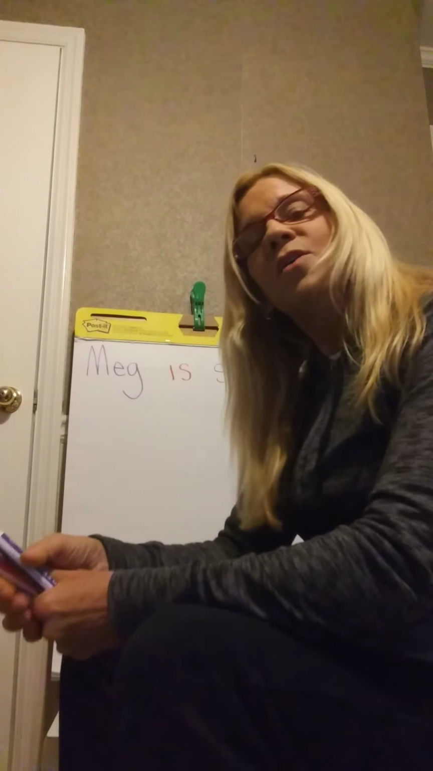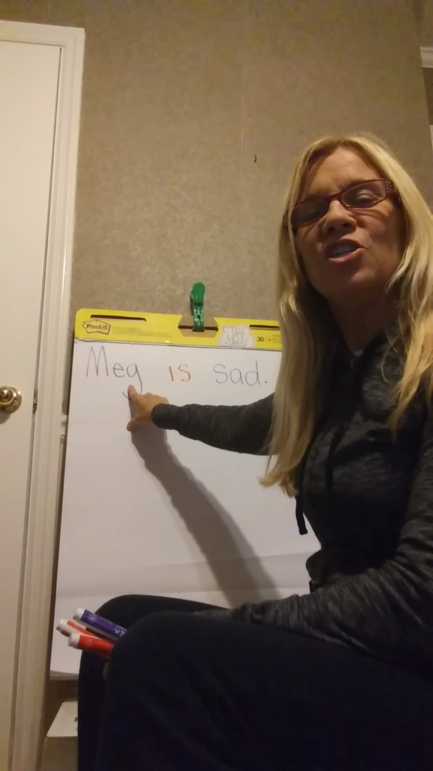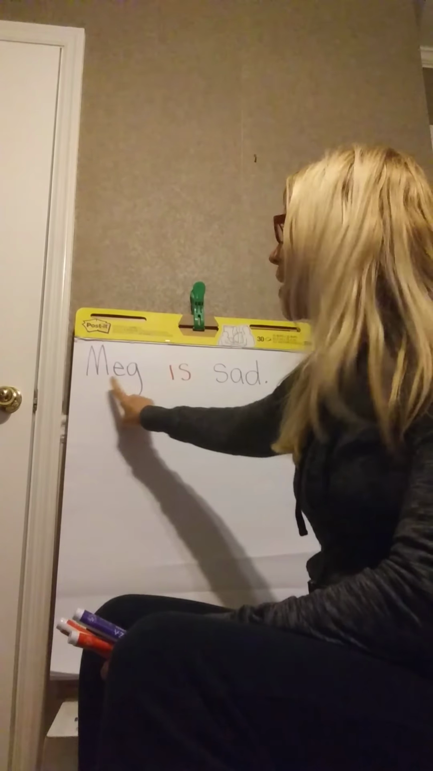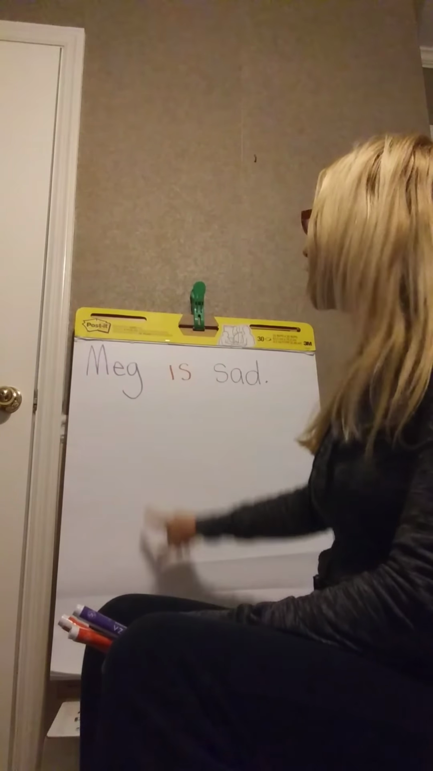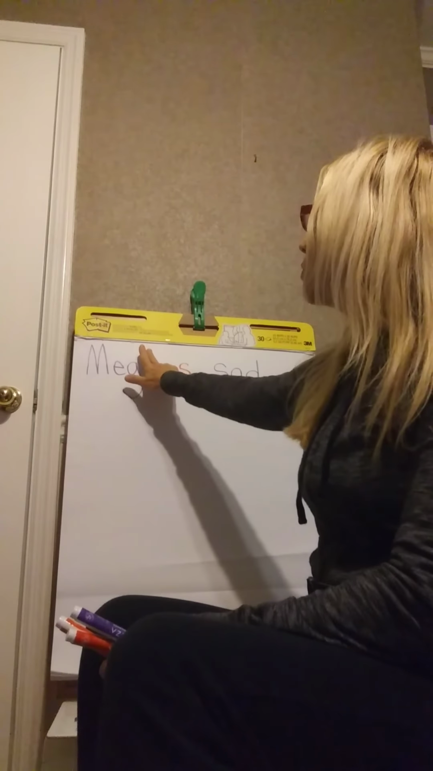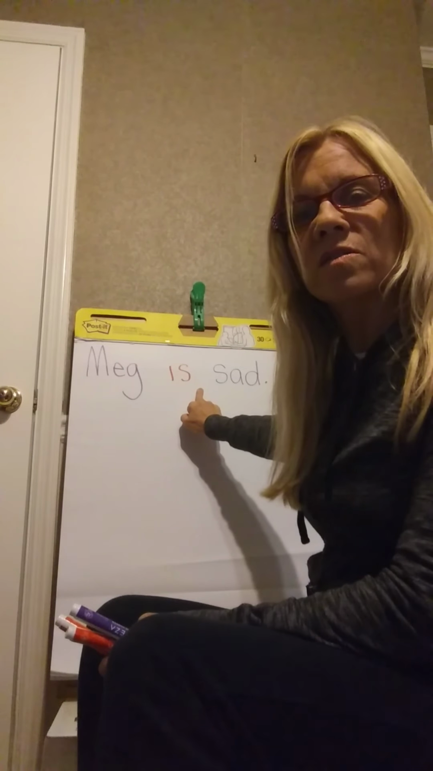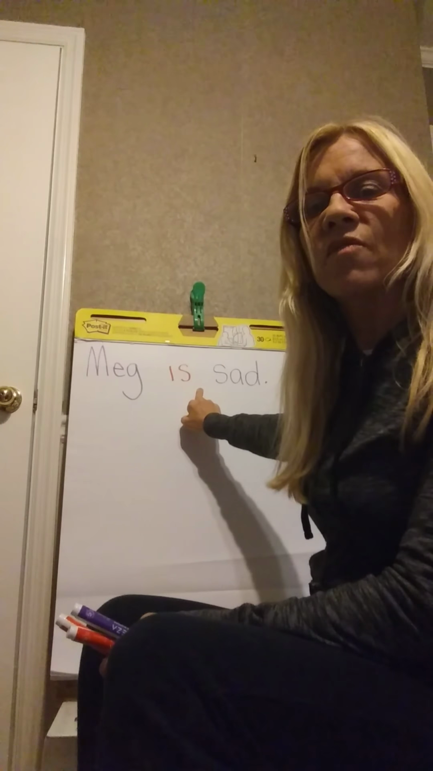So here we go. We're going to look at the sentence that we made earlier. So help me read this sentence. Meg is sad. What do we remember about the word Meg? Very good. You can tap it out. So everybody help me tap it out. Meg. Very good. What do we remember about what we see between words? Those are spaces. Very good.